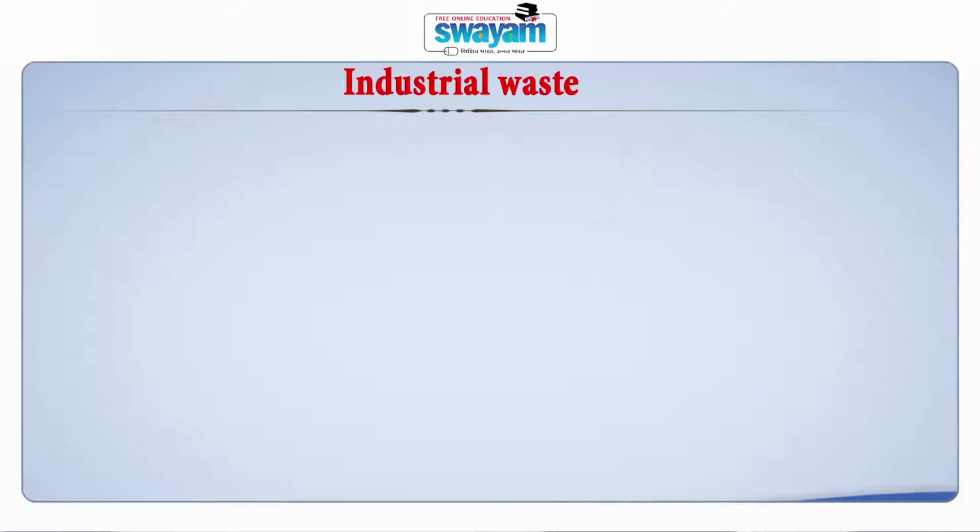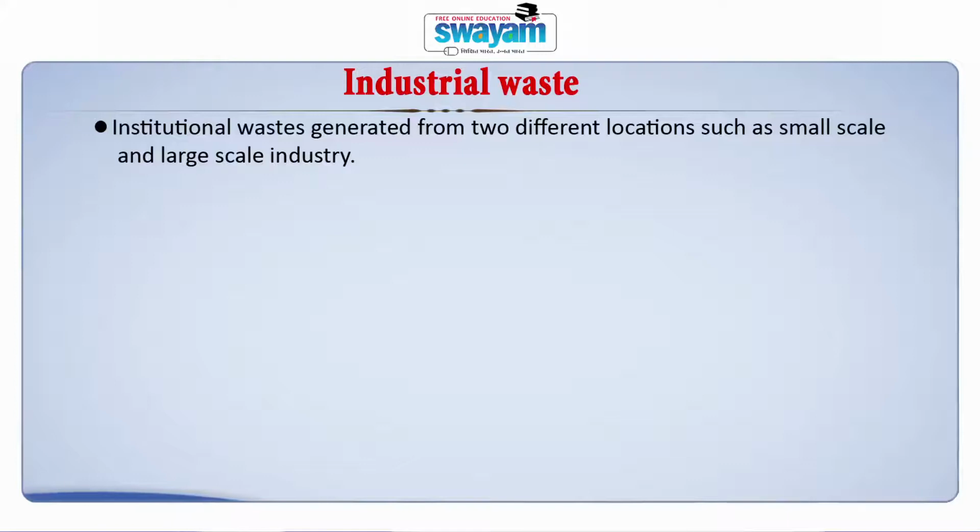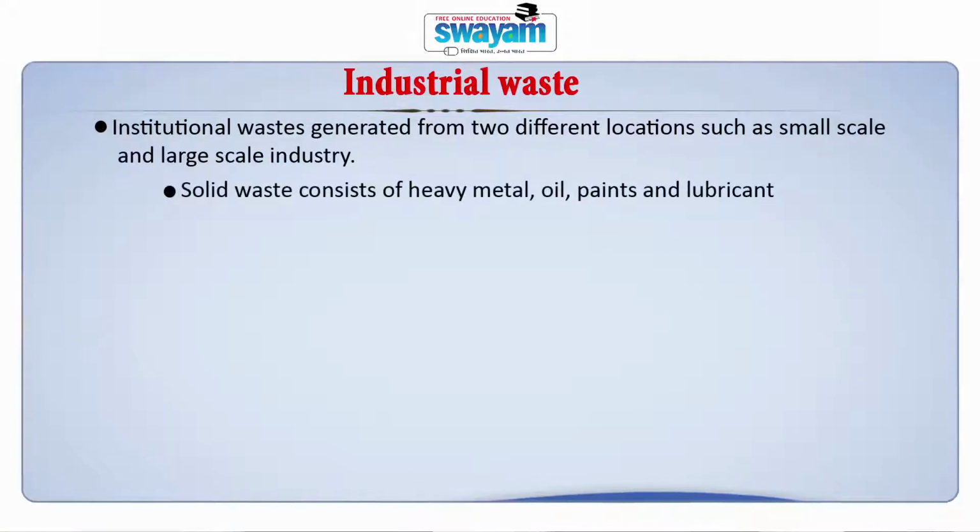The next source which we are going to discuss is the industrial waste. Industrial waste is generated from various locations. It might be a small scale industry, a cottage industry or a large scale industry. The waste generated from these industries can vary depending on the nature of the industry. For example, heavy metals, oil, paints, lubricants, dyes and ashes are some of the products that are released at the end of the industrial process.